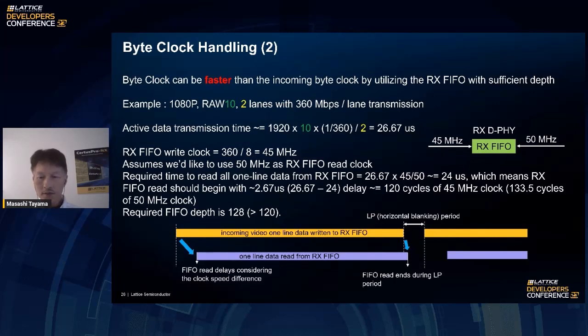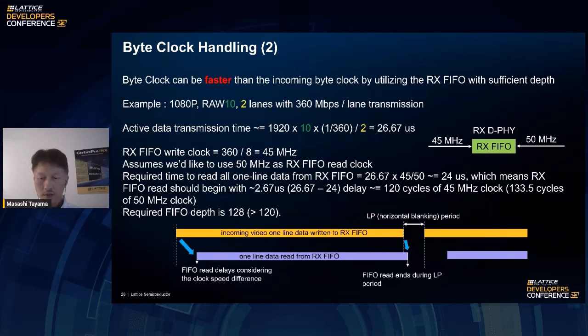Assume we use 50 MHz as the internal byte clock against the incoming byte clock of 45 MHz. FIFO read time can be calculated by 26.67 times 45 divided by 50, which is about 24 microseconds. That means we have to begin the FIFO read at least 2.67 microseconds after the FIFO write begins to avoid FIFO underflow.